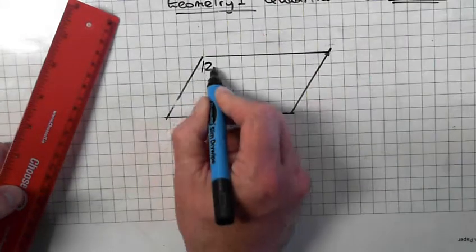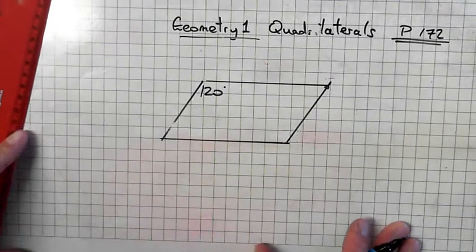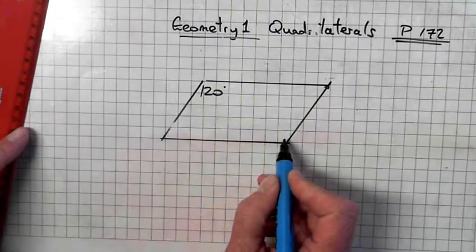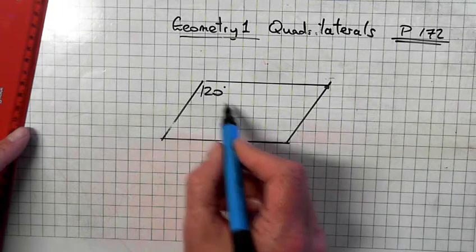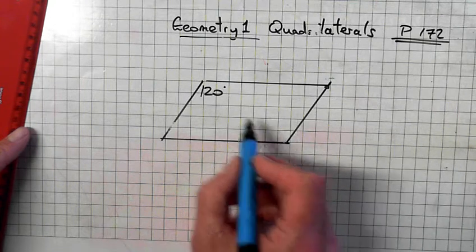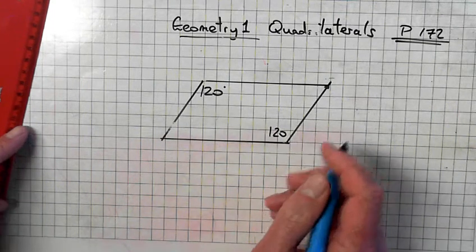Right, that's 120. And straight away, this angle here, this is A. Are you looking up? That's 120. What's this one? 120. Opposite angles. Alright?